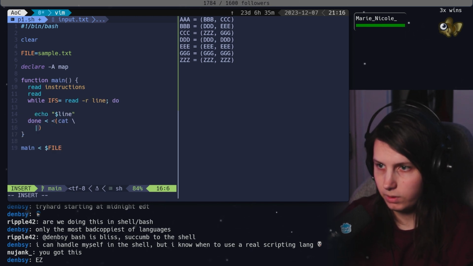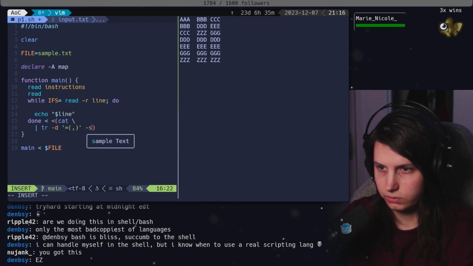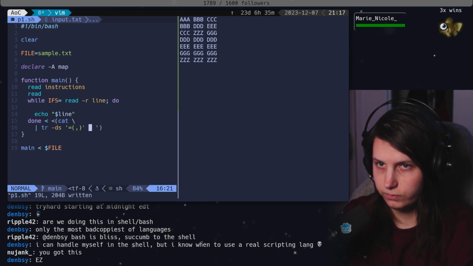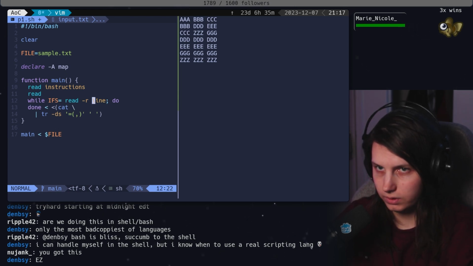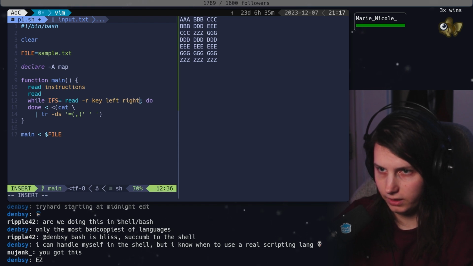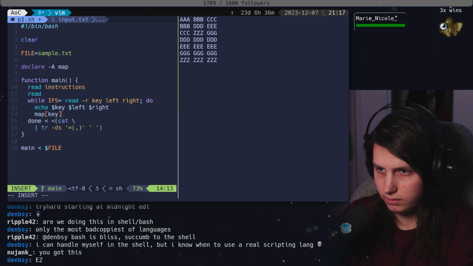Okay, we can do some pre-processing on our data here. I think I just want to delete everything that's not interesting to me and then squeeze the spaces. So we've normalized our data. It looks great. And now we can read it as 3 different things. Key left right, key left right. We can do map key equals left right.